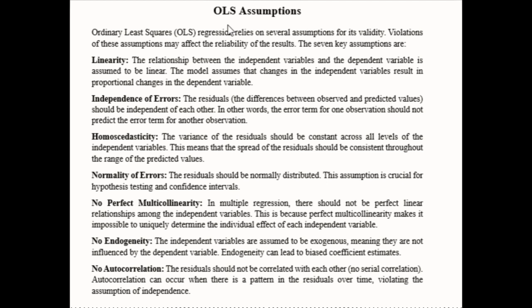Basically, OLS has 7 assumptions. If these assumptions are violated, the result is not reliable. So there are 7 assumptions that we have to check before using OLS for our data and results. So one by one we will go through these 7 assumptions and we will look into that individually.